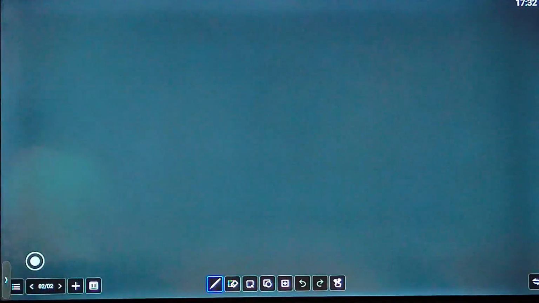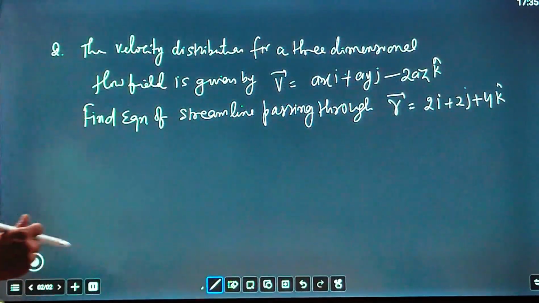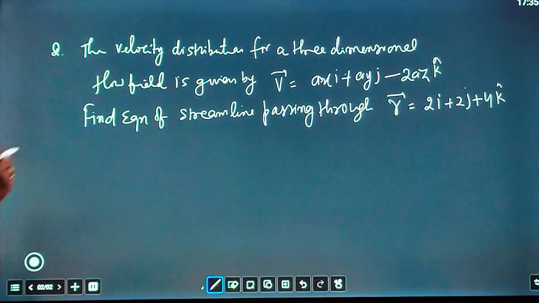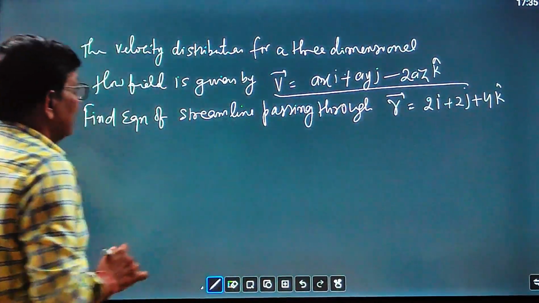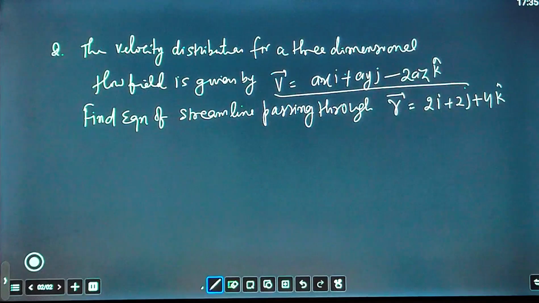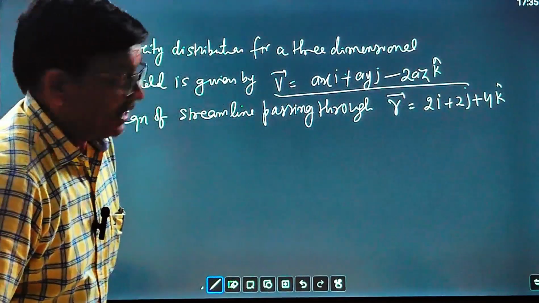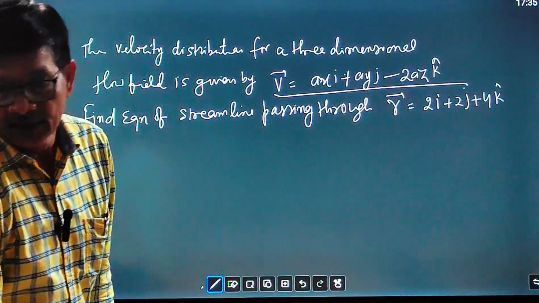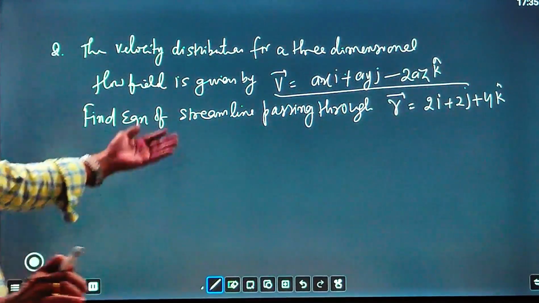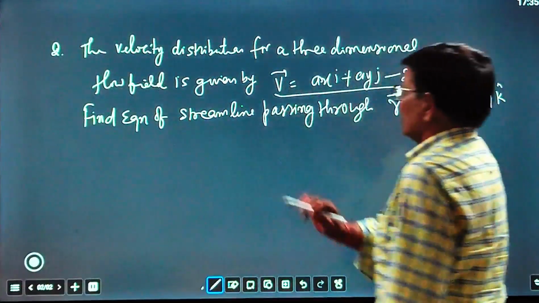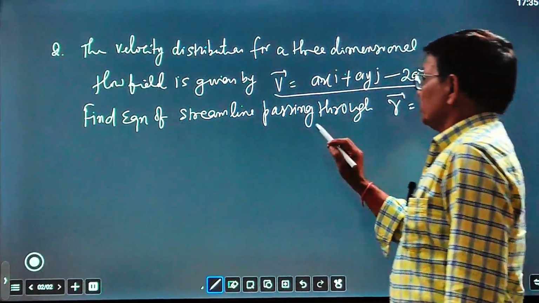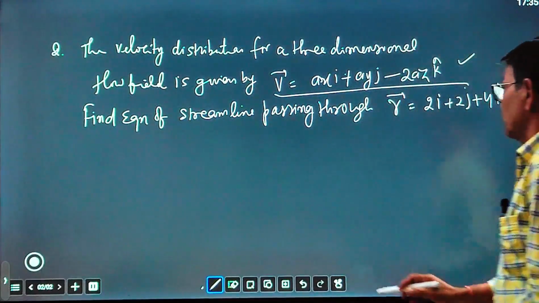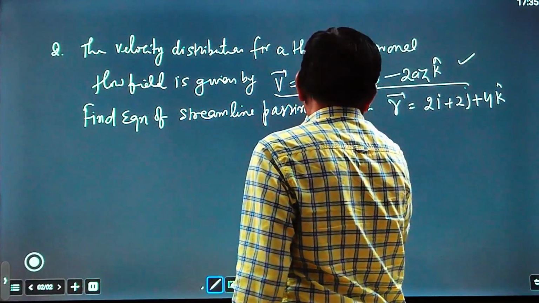So this question is: the velocity distribution for a three-dimensional flow field is given by V equal to ax i plus ay j plus minus 2az k, and find the equation of streamline passing through position vector r equal to 2i plus 2j plus 4k. So this is what we have to find out. This is a velocity distribution of the flow field.